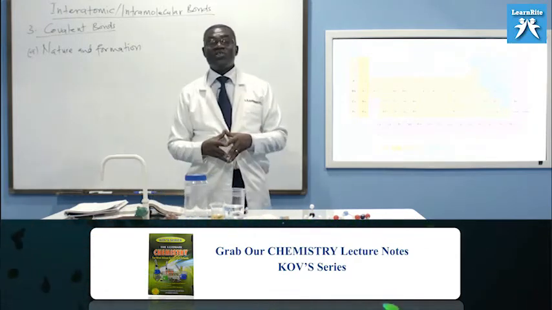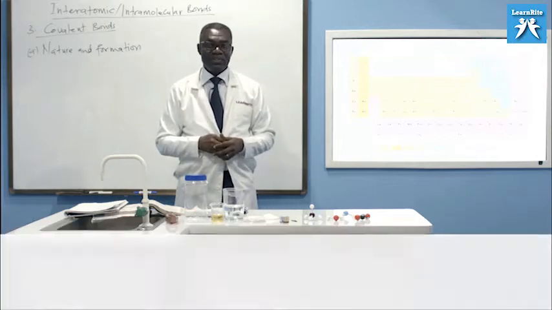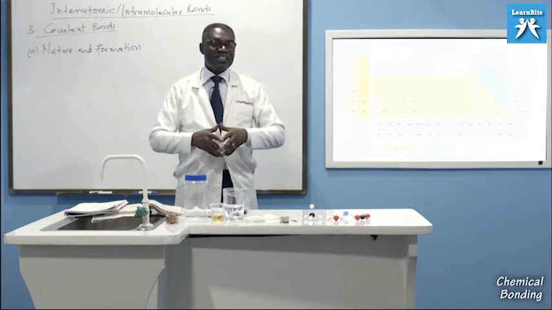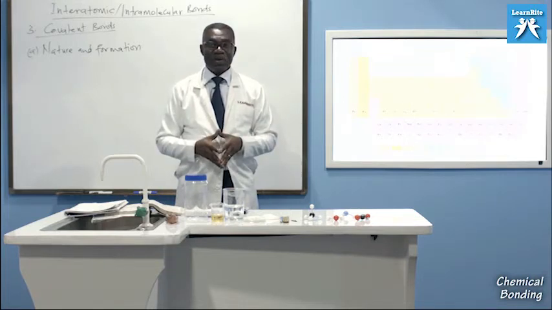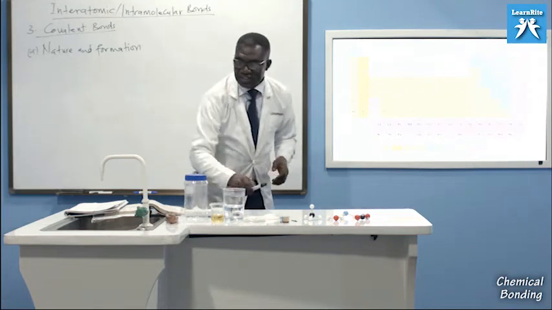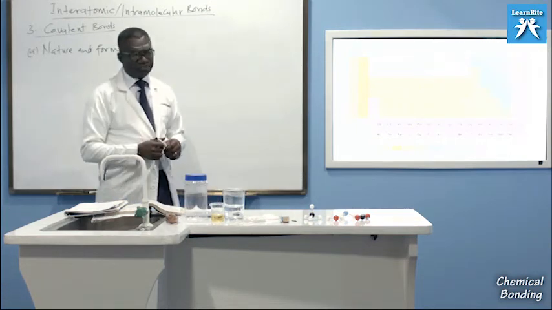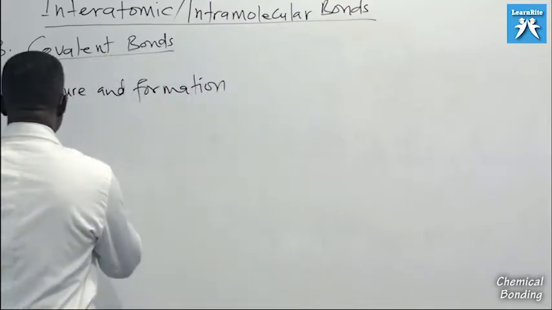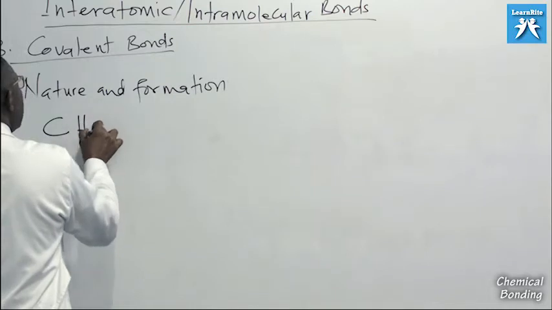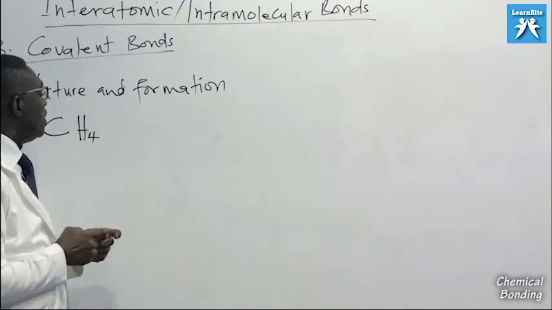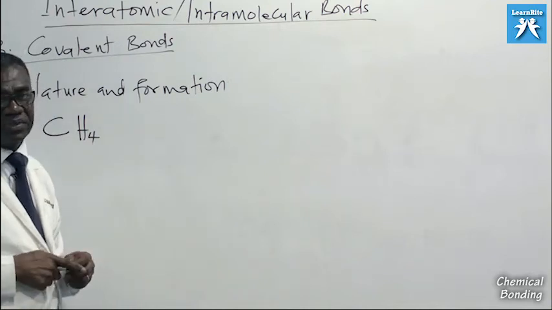If they share one electron, of course you have one bond formed. But they can share more than one electron. So today we are going to see how atoms can share more than one electron to form more than one bond. Going ahead, let me take a compound like methane. Methane is CH4. One carbon forms bonds with 4 hydrogen atoms.